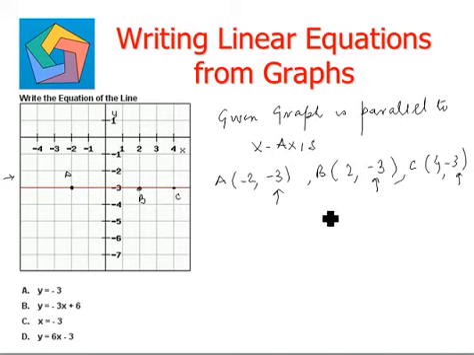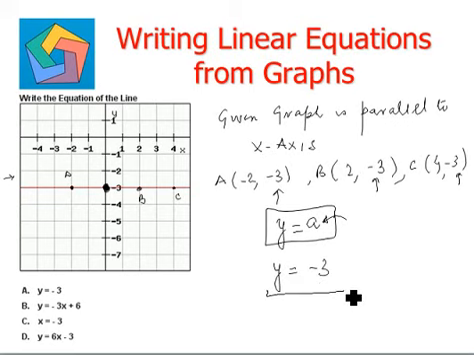In such cases, when the value of y is the same, that is, it's not changing, the equation of the line is given by y equals a. This is the formula for the equation of the line, and the value of a is nothing but where the graph cuts the y-axis, that is at negative 3. So y equals negative 3 is the equation of the line for the given graph and can be seen in option A.